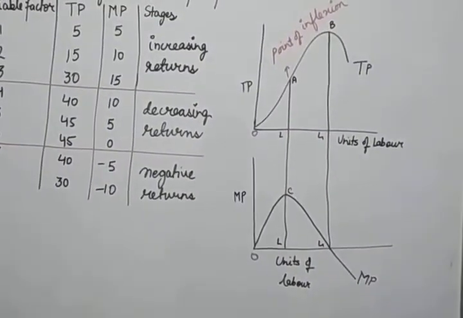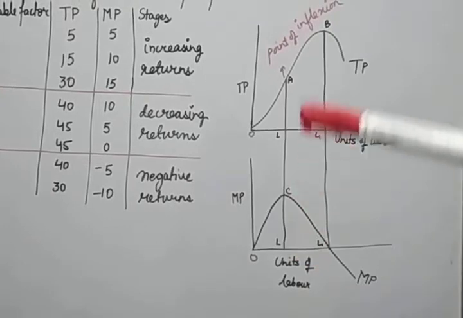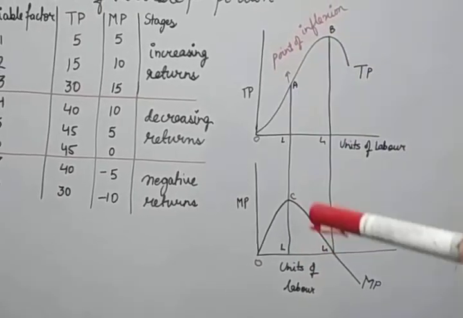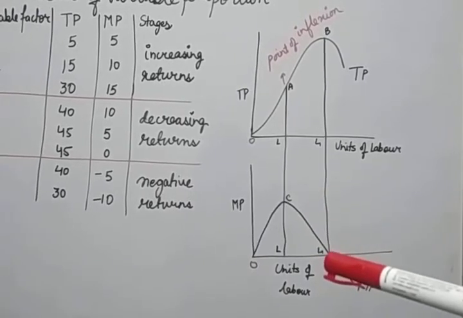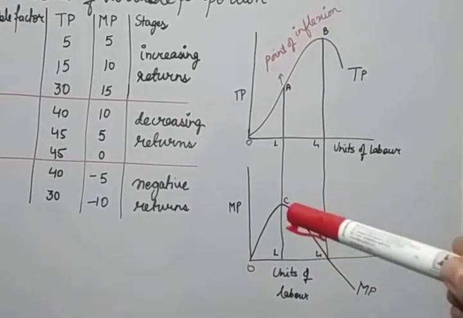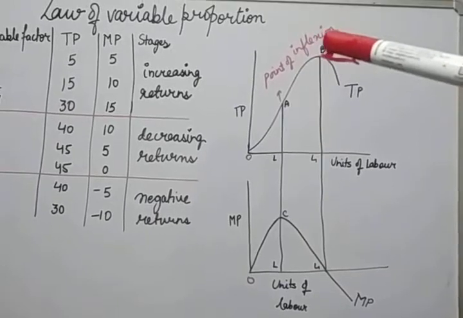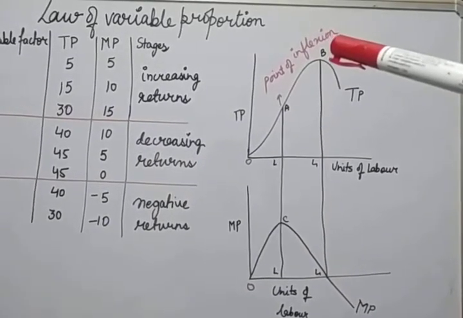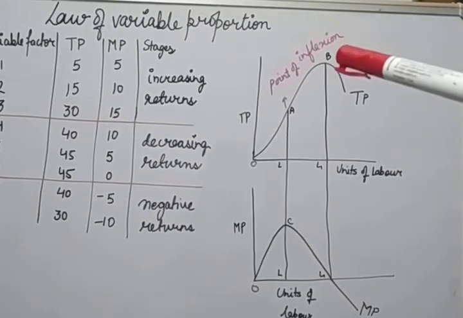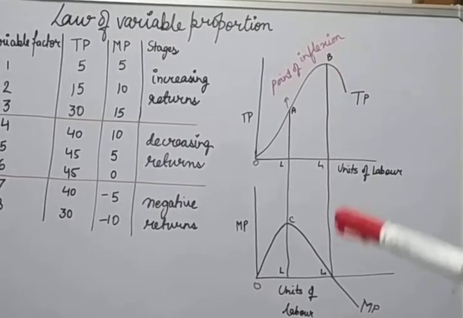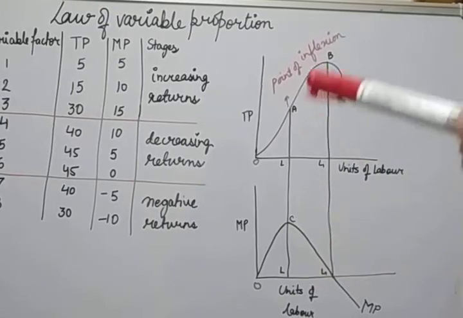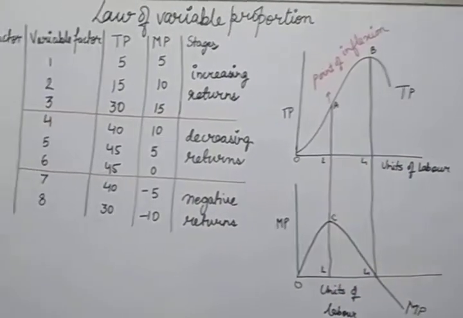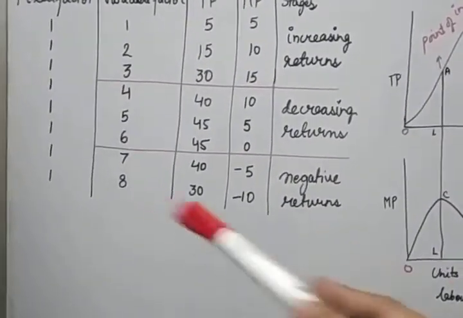But technically, the producer will find his equilibrium only in this second stage of the production, when MP is decreasing but still remains positive and TP is at the maximum. That means at point B, you can see that TP is at the maximum. So the second stage is the most relevant stage of operation for a producer. Clear?